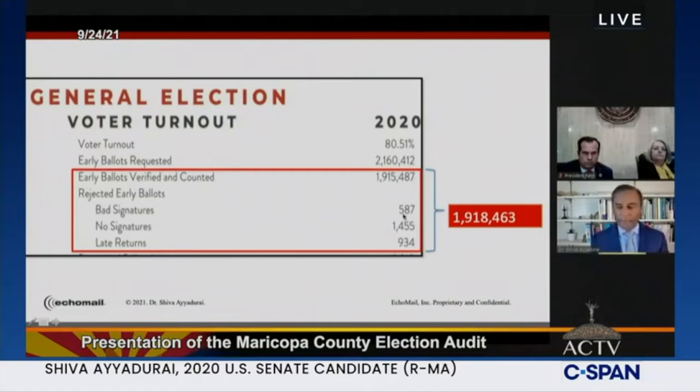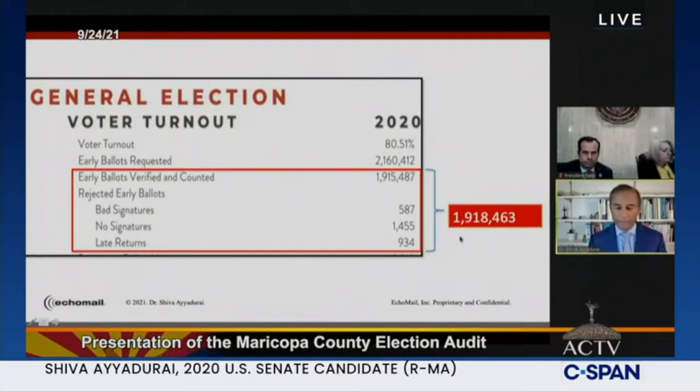Bad signatures, which means they went through a signature verification process. And out of that, 587 out of the 1,918,463, all of them were deemed to be bad signatures. And the way we get this number is you take all of the ones that were verified and counted, the ones that were bad signatures. There were some which were no signatures, which were blanks, and then late returns.